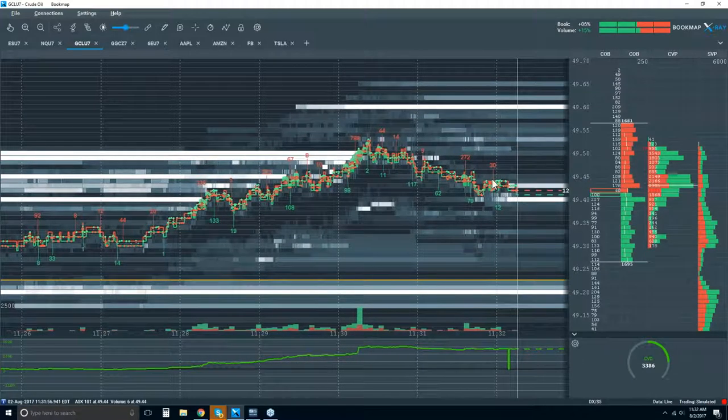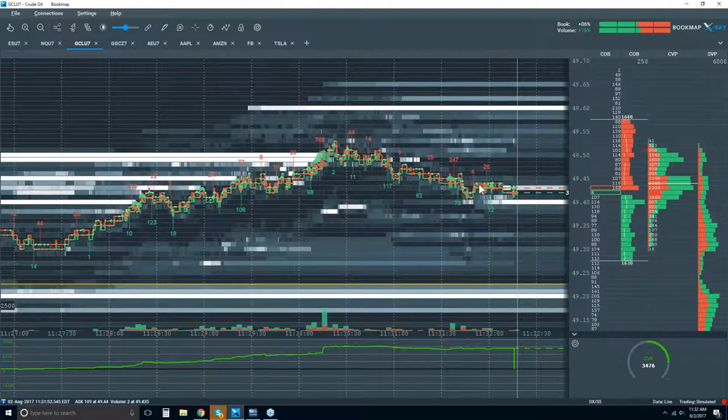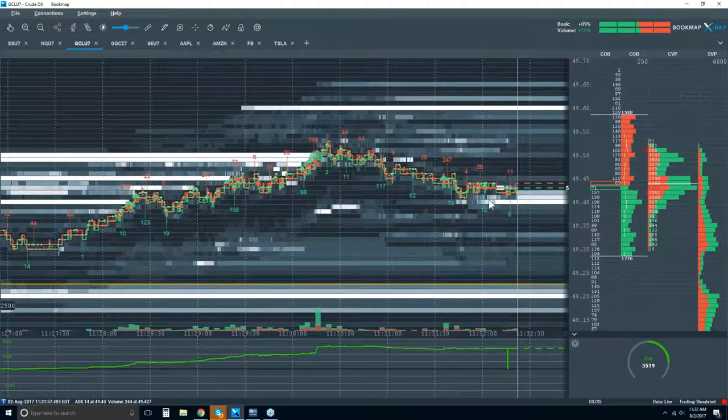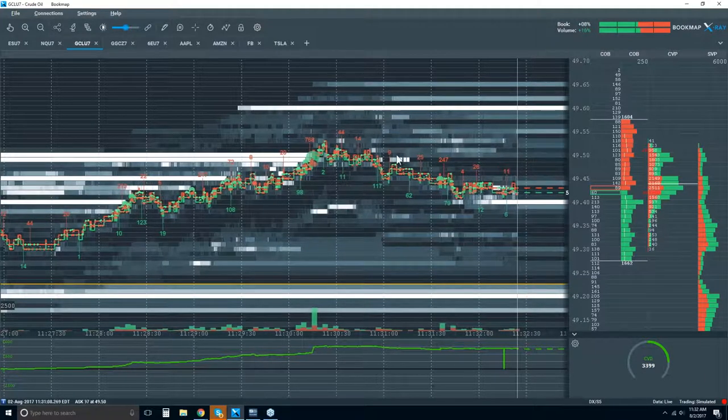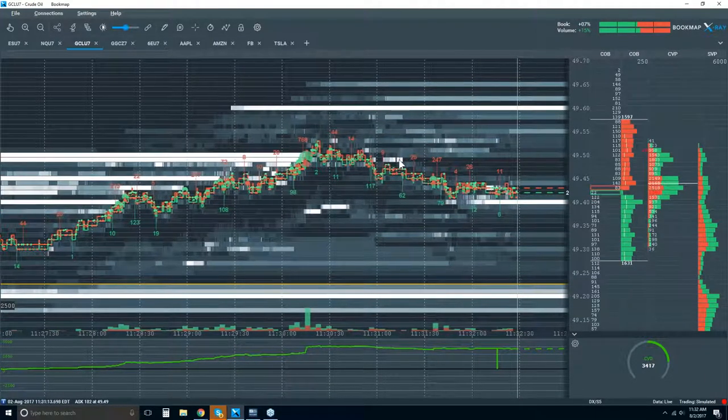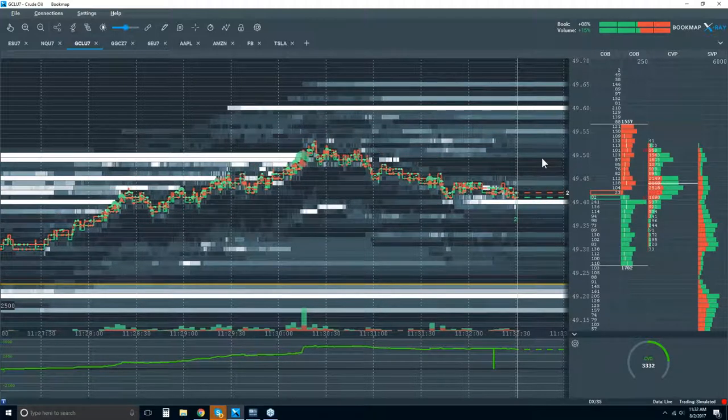We want to see that tape start to tell us that the order flow has kind of shifted over. Okay, we saw the shift over here with that high liquidity, but this is very short term. If they want to be sellers, they'd stay in the book.